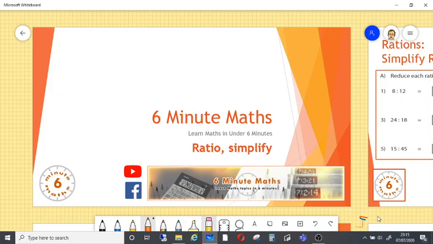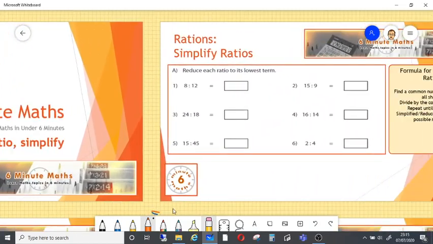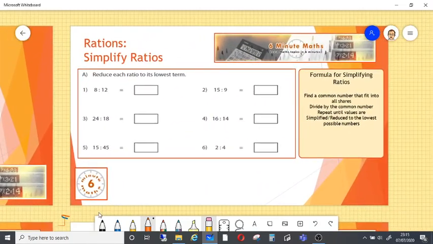Hello and welcome to 6-Minute Maths, and today we're going to look at ratios and how to simplify ratios. And for those of you that have watched my video on simplifying fractions, very similar. So let's get to the first slide and get going.